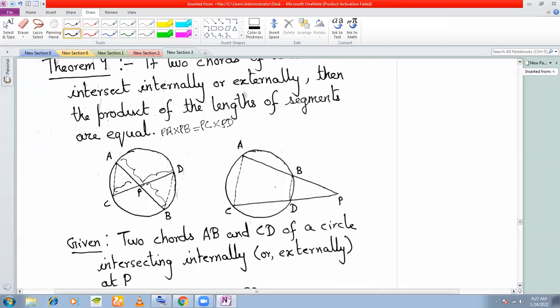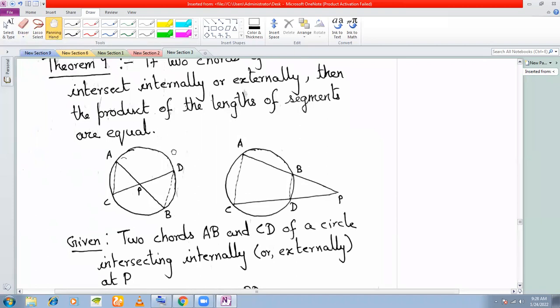Okay. When the chords intersect internally, this is one segment here, this is one segment here. So you take the product of these two. This is another segment, this is another segment. You take the product of these two. They must be equal. Okay. This is the case where the chords intersect each other internally.